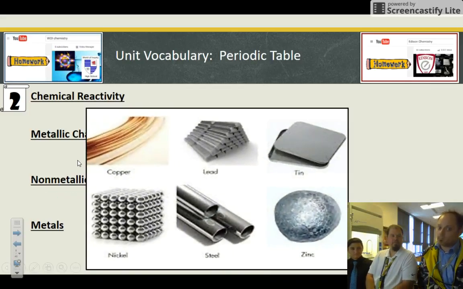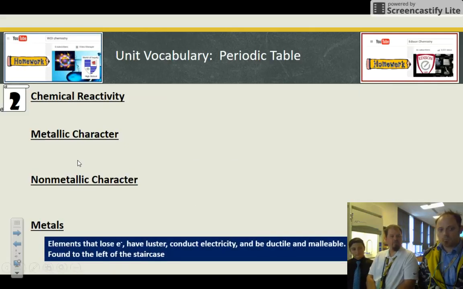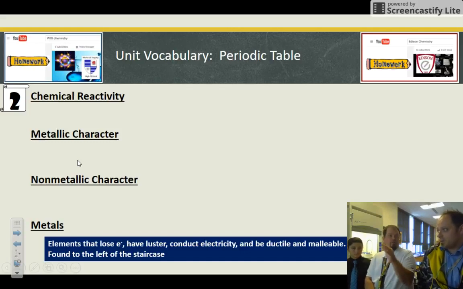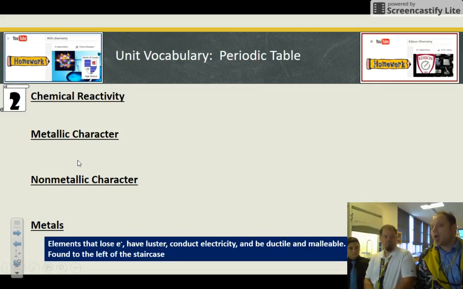Here's a picture of some common metals we all know. By definition, metals are elements that lose electrons, have luster, conduct electricity, are ductile and malleable, and are found to the left of the staircase. Now, I see metallic character and I see metals. Heads up, both of those definitions are pretty close. Your job is to figure out which one goes with which so you don't get them messed up on the quiz. Metals are found to the left of the staircase on our periodic table, and character is how they react. Correct.